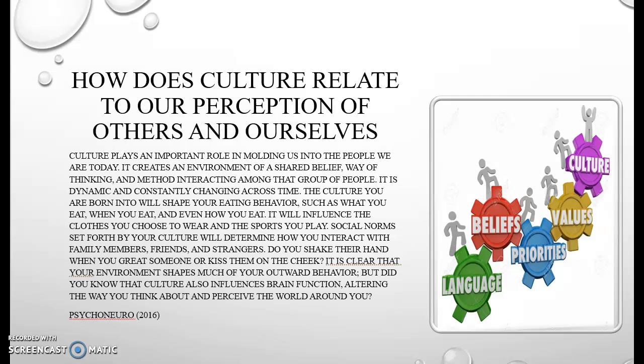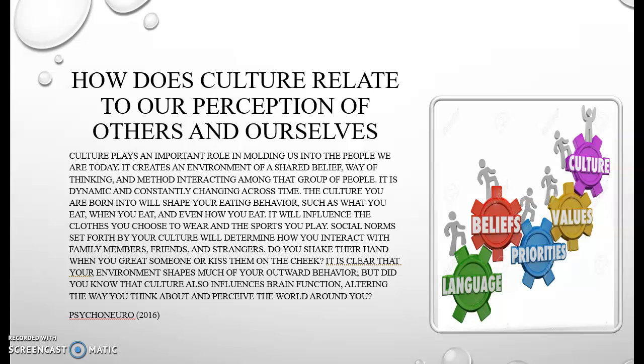How does culture relate to our perception of others and ourselves? Culture plays an important role in molding us into the people we are today. It creates an environment of a shared belief, way of thinking, and method of interacting among that group of people. It is dynamic and constantly changing across time.